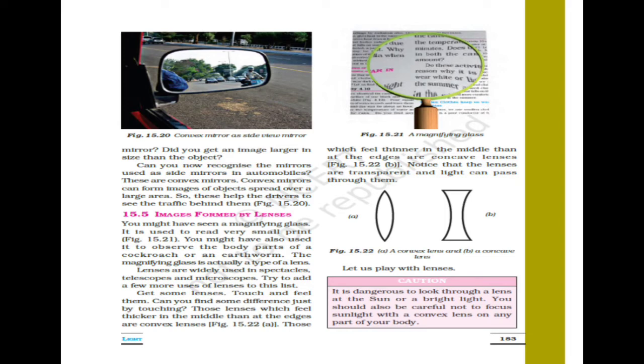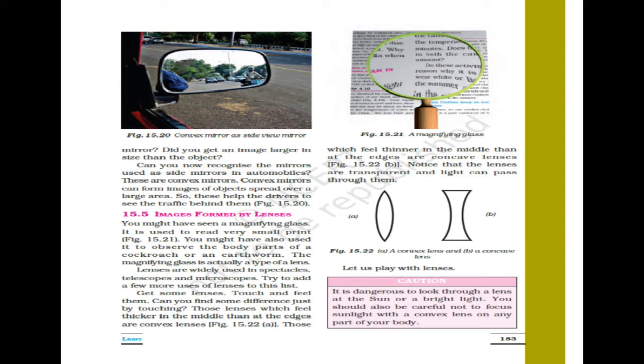Get some lenses, touch and feel them. Can you find some difference just by touching? Those lenses which feel thicker in the middle than at the edges are convex lenses. Underline this line. Those lenses which feel thicker in the middle than at the edges are called convex lenses.